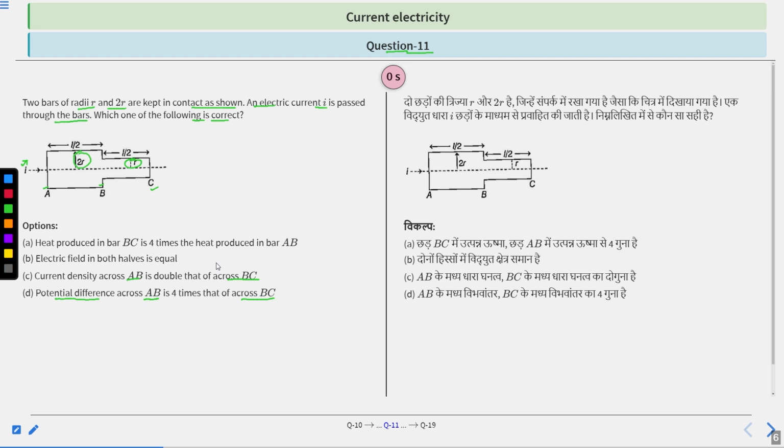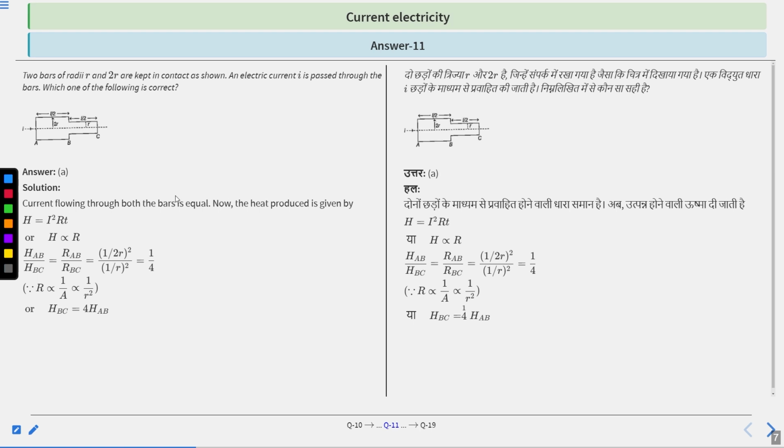Let's find a solution. So the current flowing through both the bars is equal. Here an electric current I is passed through the bars, which is given in this question, and the radii of the bars are R and 2R. Now the heat produced is given by H is equal to I squared RT. This is the formula to calculate the heat produced, where I is the current and R is the resistance.